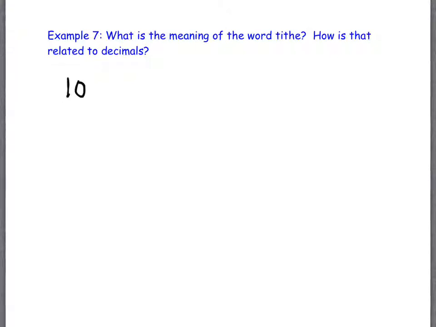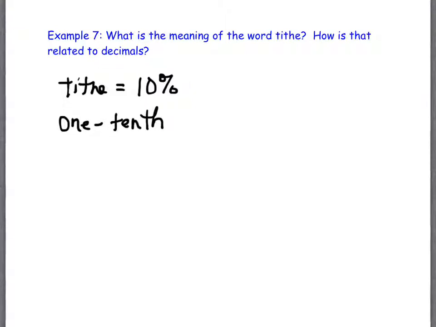So when we think about the word tithe, we think about the phrase or the decimal, the percentage 10%, which relates to a decimal point of 0.1. So the meaning of the word tithe, though, if you were to sort of look it up in the dictionary, actually means 1/10. Part of something.